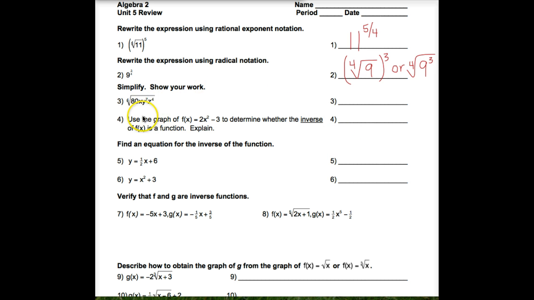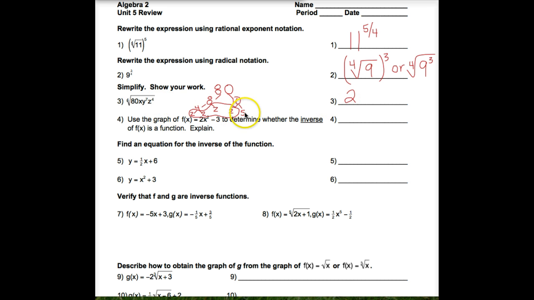On number 3, this is a jailbreak problem. So I need to break down my 80 to see if it might have 4 of something on the inside. So I did 8 times 10. So 4 times 2. 4 is 2 times 2. And 10 is 2 times 5. Because this is a 4th root, you need groups of 4 in order to escape. So I have a group of 4 2's here. So that means a single 2 gets to come to the outside.